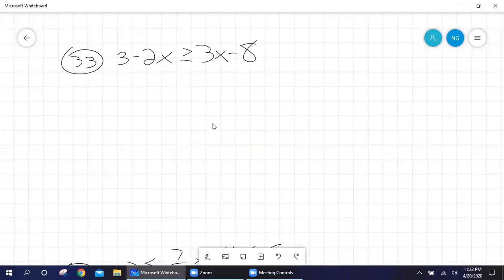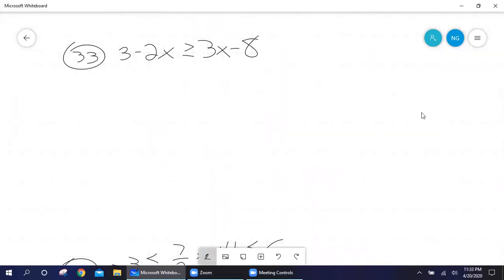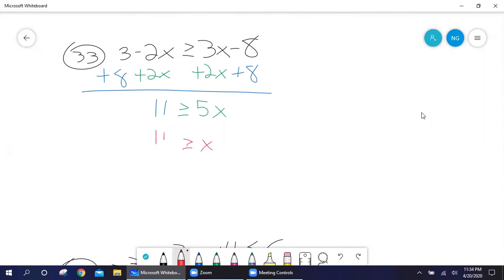On number 33, we get into some inequality problems. Remember, the big thing with an inequality is if I multiply or divide by a negative, I flip the inequality. So on this first one, if I add 2x over, and I add 8 over, I'll end up with 5x and 11. At no point did I multiply or divide by a negative. If I divide by 5, I still did not multiply or divide by a negative.